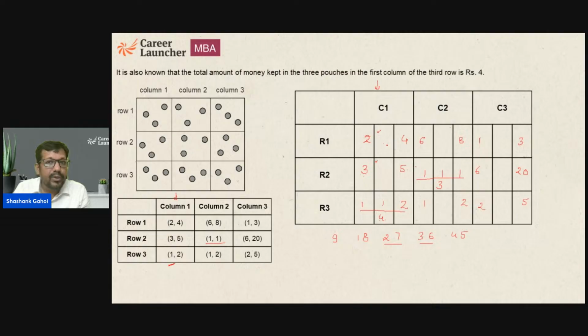Now this value can be either 2, 3 or 4. This value can be either 3 or 4 or 5. So if I want to make the sum 9, 9 can be made in only one way, that is 4 plus 5. There is no alternative. So this sum comes out to be 13 and this sum comes out to be 10. I hope this is clear to everyone. Yes or no?